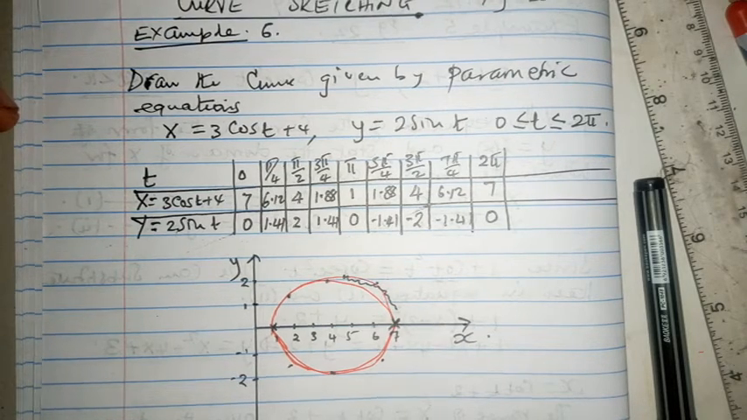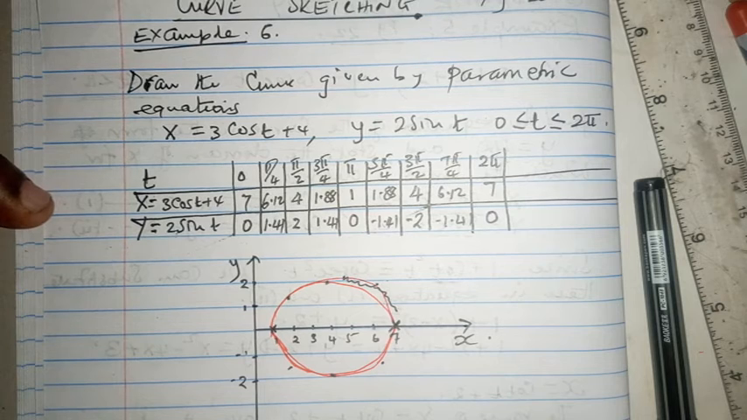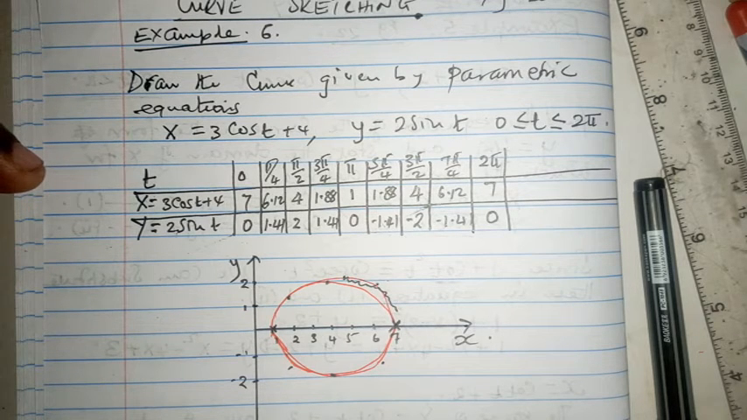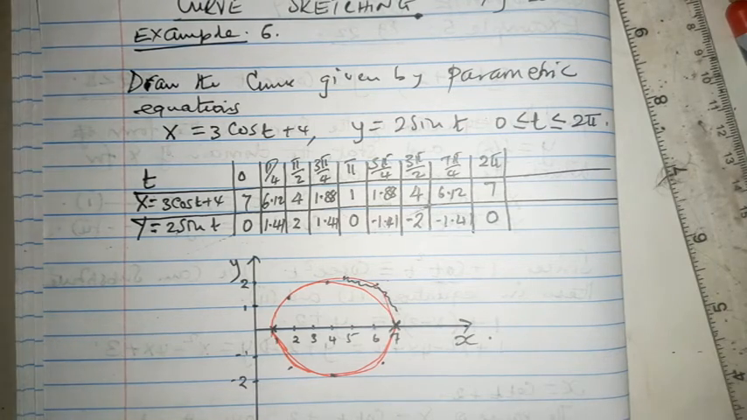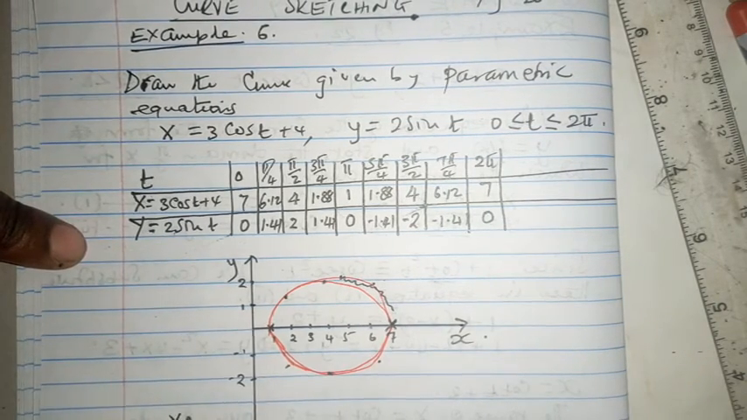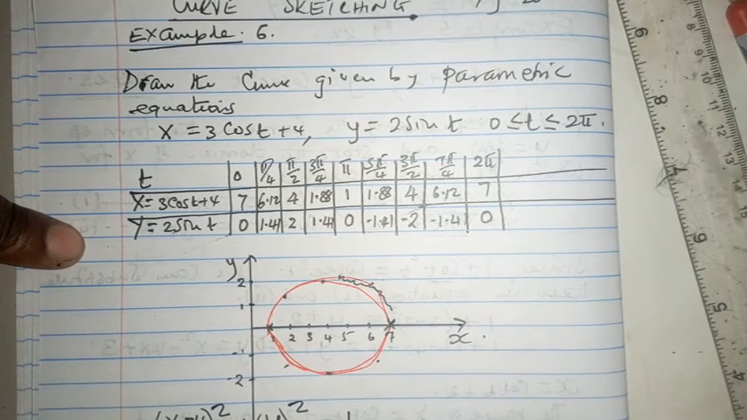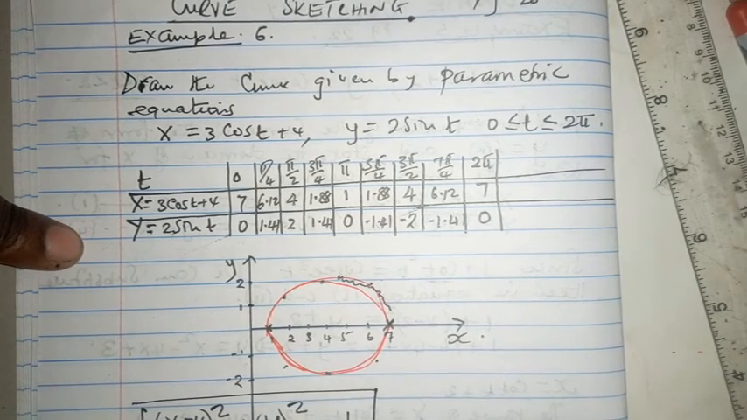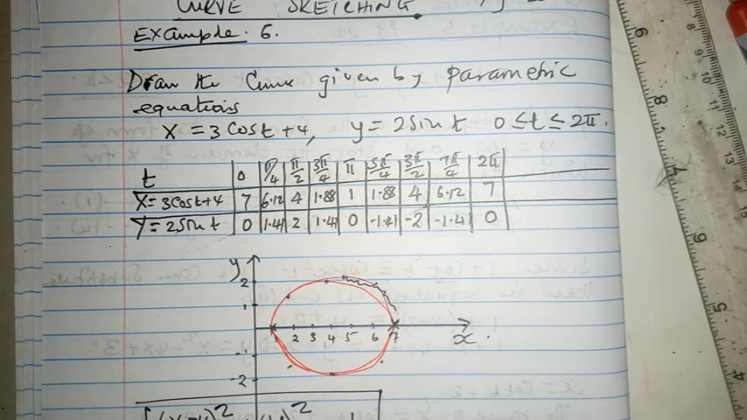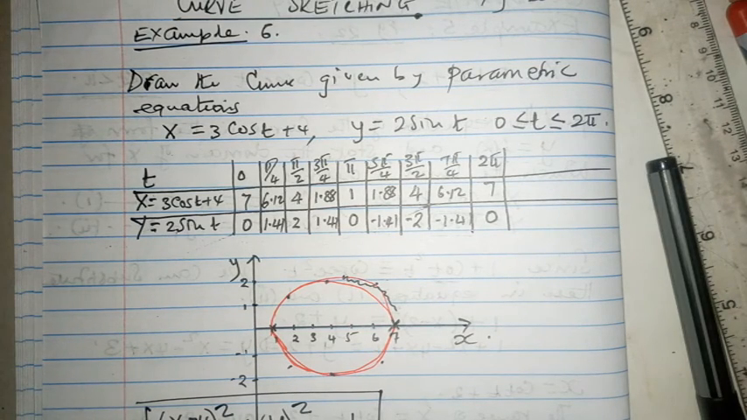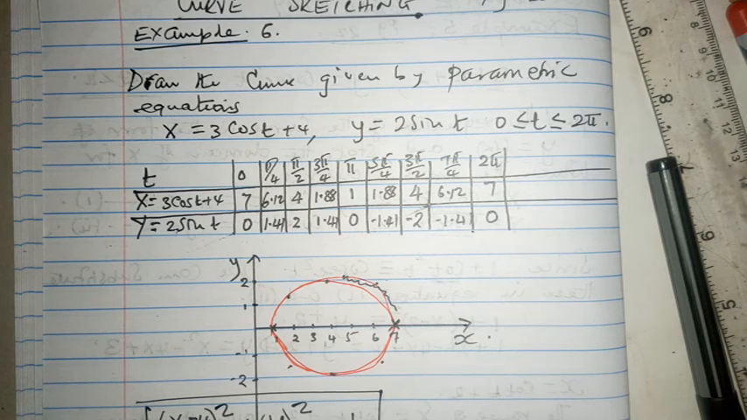If you read the yellow pages, this parametric curve has Cartesian equation ((x minus 4) over 3) squared plus (y over 2) squared is equal to 1. Let's just verify this after we make y the subject of the formula. But anyway, this is not important for now because it's not asked in this question, but it's just good to know. All right.